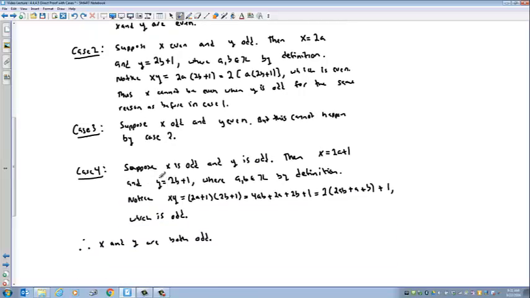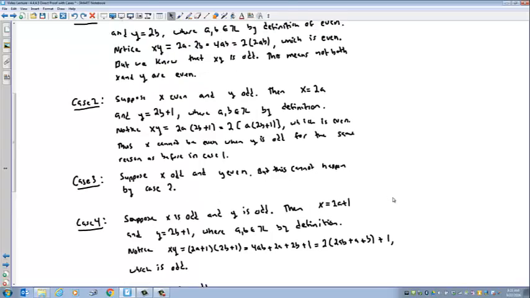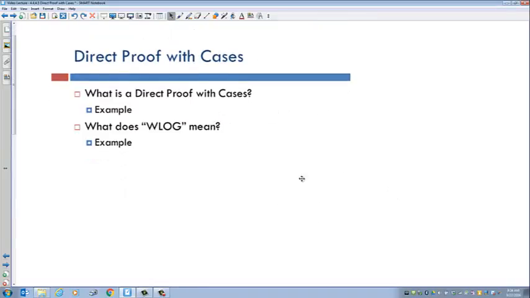And then finally, case 4, we see that, yeah, if x is odd and y is odd, that it is true. That is, this is going to be odd. So x and y are both odd. I actually proved something a little bit stronger here, but I don't want to point that out right now. But I want to make a point of it's just the idea of using cases to prove something. Let's go on to the next thing, which was, what does WLOG mean?